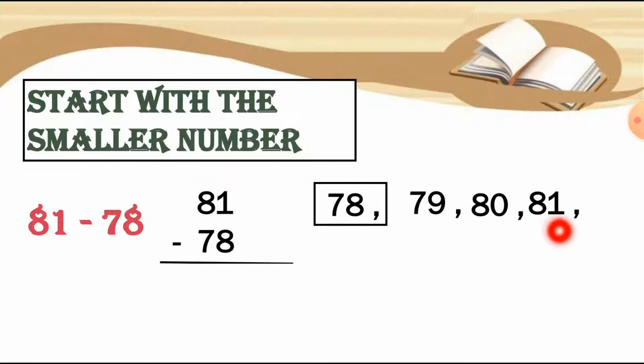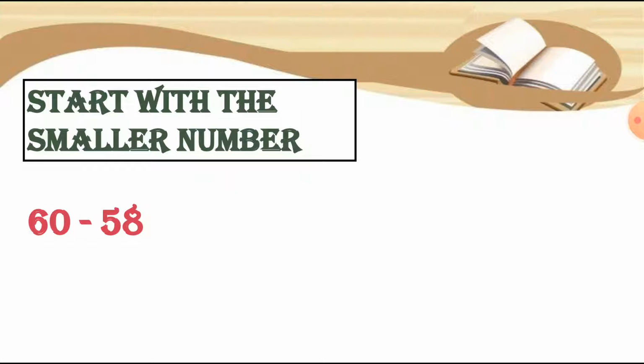How many numbers did we go forward? 1 number, 2 numbers and 3 numbers. So if you have 81 minus 78, you will get the answer 3 because we just counted forward 3 numbers. 1, 2, 3. So here our answer is 3. If you cut 78 from 81, you get the answer 3 only. Let's see some more examples so you will understand this better.